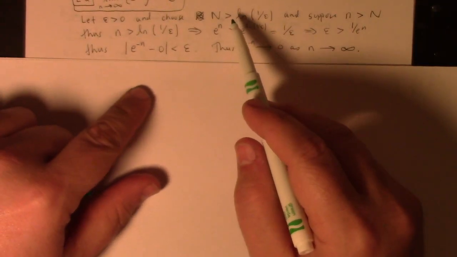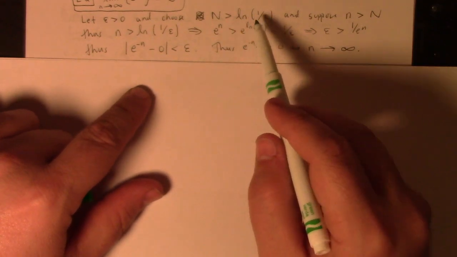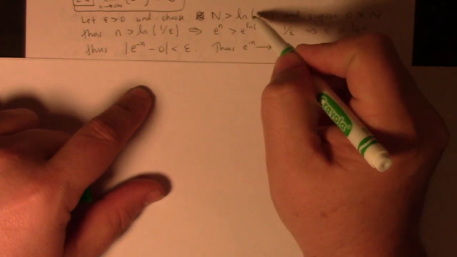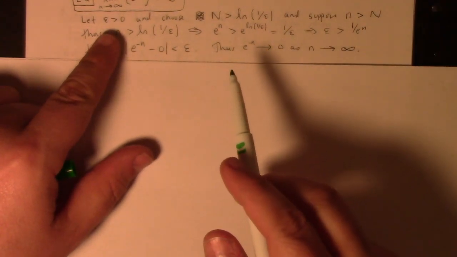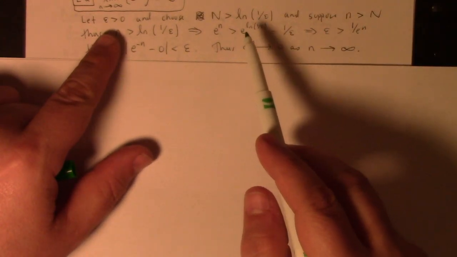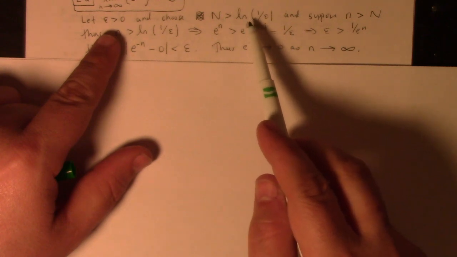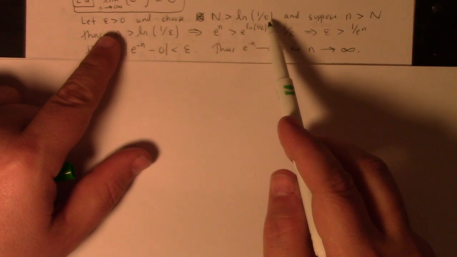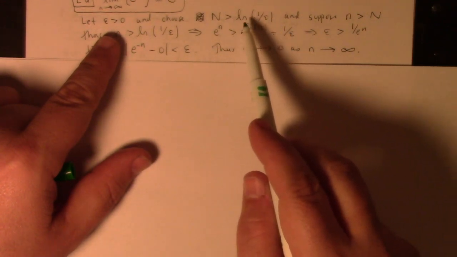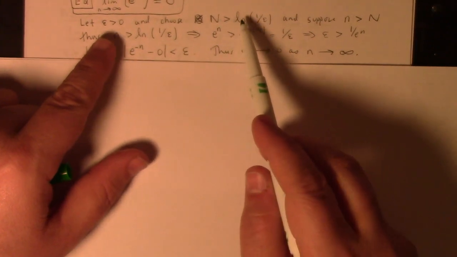So I picked N to be a natural number greater than the log of 1 over epsilon. Keep in mind here, epsilon is arbitrary. You think of it as small, but it's a small positive number. So certainly I can take the log of 1 over that. So yeah, definitely such an N exists.